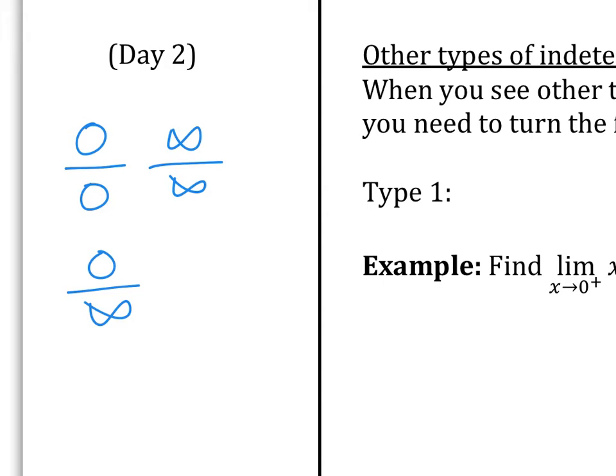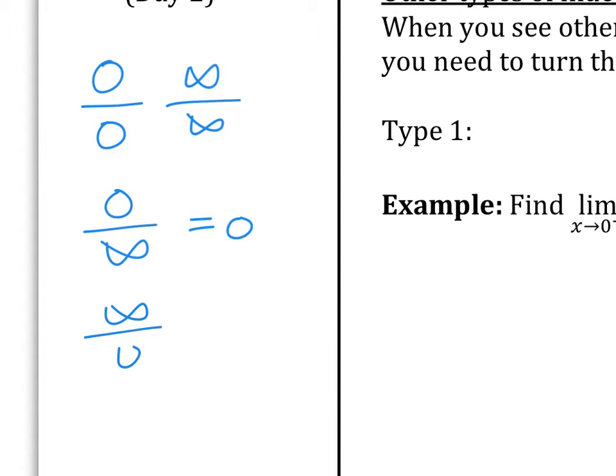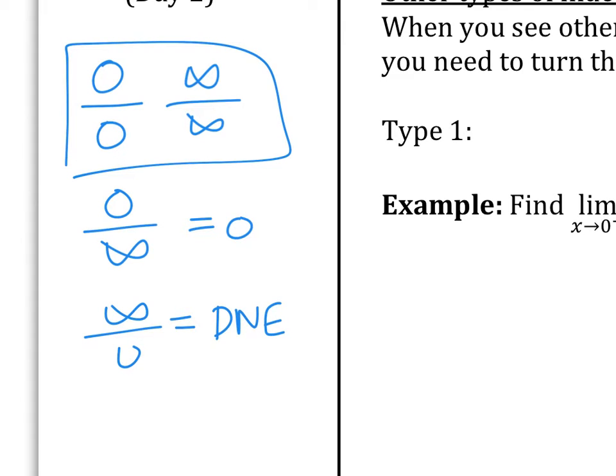Okay. Now, what is this equal to? 0 over infinity. 0, okay? It is not an indeterminate form. And then what's infinity over 0? Indeterminate or does not exist. Okay, those are not indeterminate form. Indeterminate means that we don't know which one's bigger. We have no idea. Could be a limit, could be no limit. We have no idea. So these are our indeterminate form.